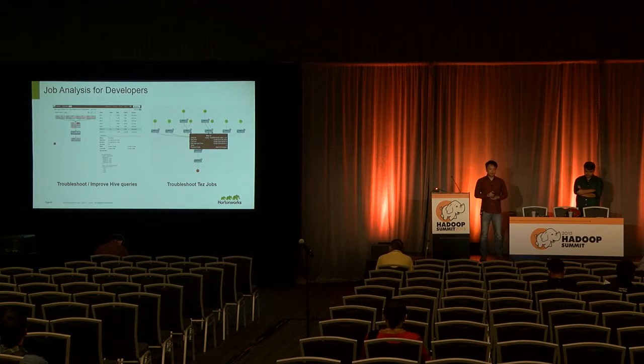And Ambari Views can be used by application developers as well. Shown here on the left is a view for troubleshooting and improving Hive queries, and on the right is one for troubleshooting TES jobs. As TES jobs execute, they create a DAG, and you want to know why your jobs might be running slow. It gives you a graphical view, and you can drill down to various logs and things like that. So it's very useful for troubleshooting.